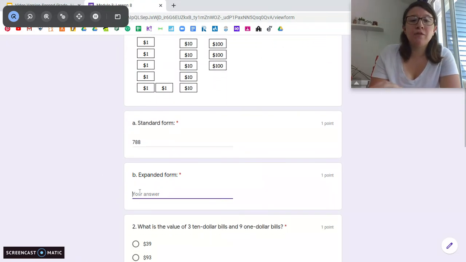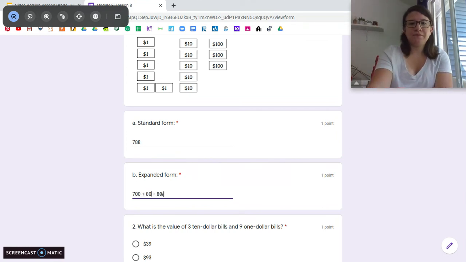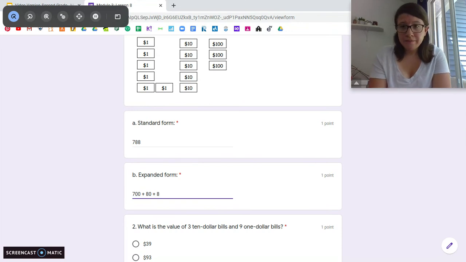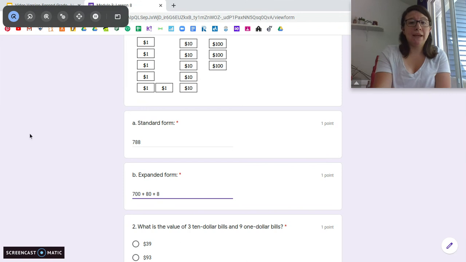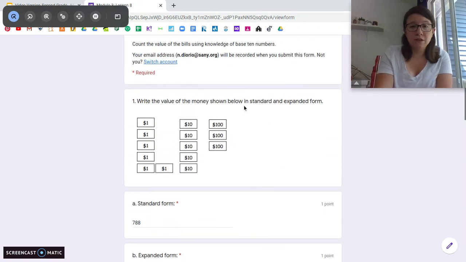And then your expanded form, you're going to write your addition sentence. So for this one, for my number 788, I would write this. Okay? Standard form is your number, expanded form is your addition sentence. Based on A and B, or both based on this money right here.